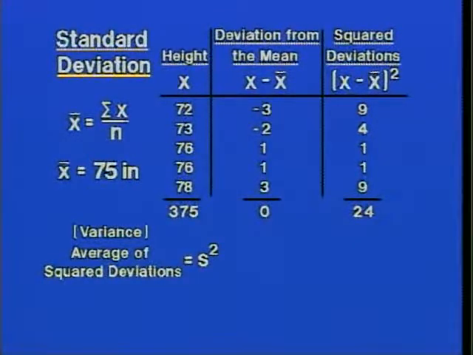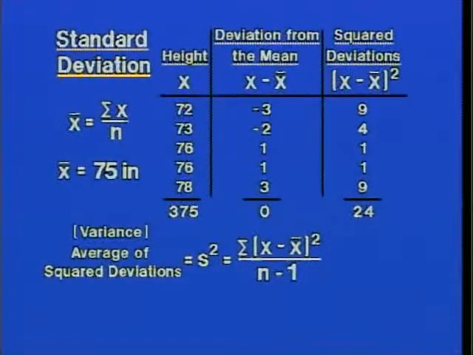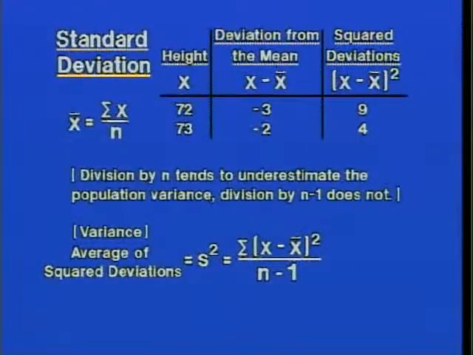Now you would think that we would take 24 and divide by 5, but it turns out that we take this sum of squared deviations and we end up dividing not by n, but by n minus 1. And there's a particular reason for this, and we probably need to get a little further along in our discussions to understand this fully. But it is this, that division by n tends to underestimate the population variance, but division by n minus 1 does not.